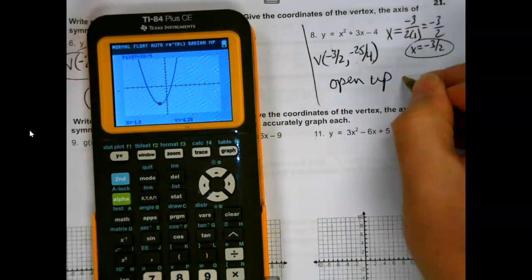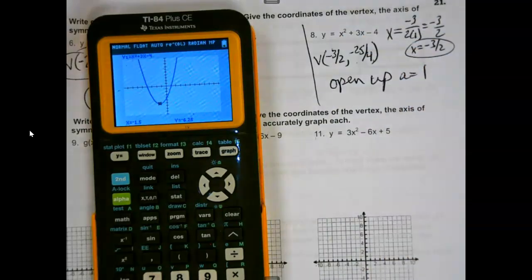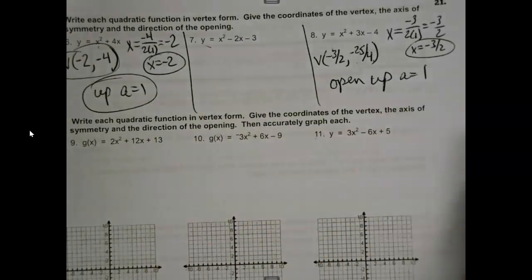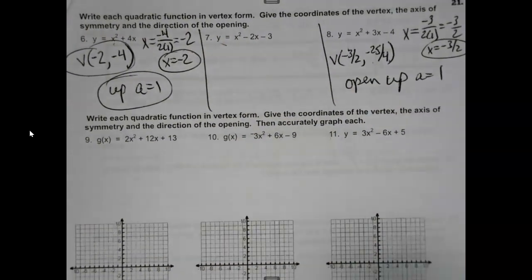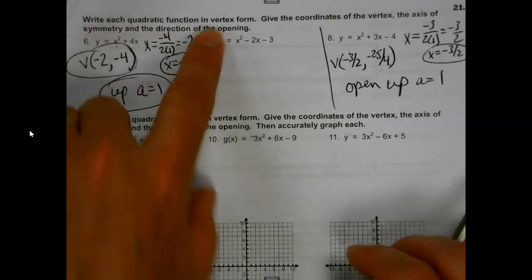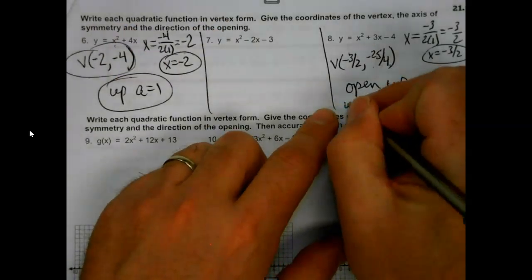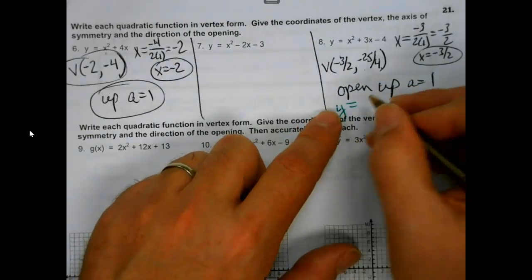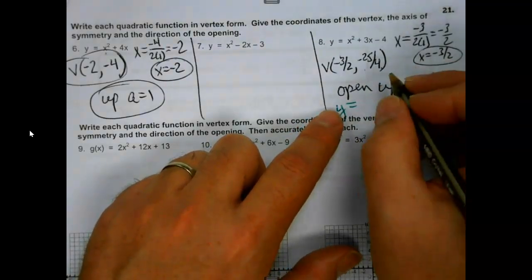And that's also opening up because our a value is 1. Oh, I didn't put it in vertex form. Nobody's yelling at me about this stuff. I'm like, wait a minute. Write it in vertex form. Oh, Hardy. The same format we've been using here since the front. We're going to have to flip back over and look.